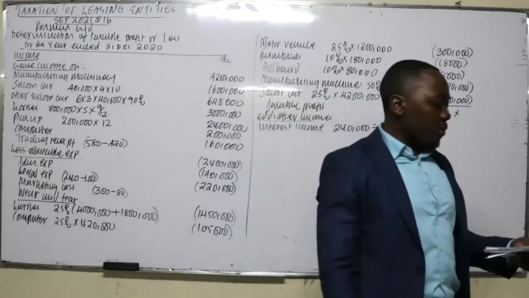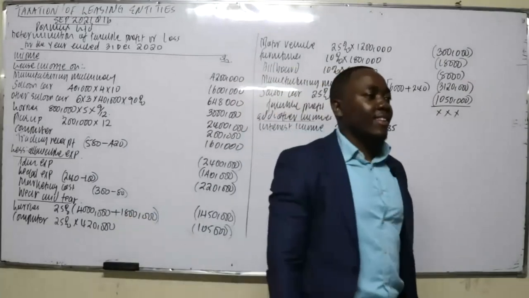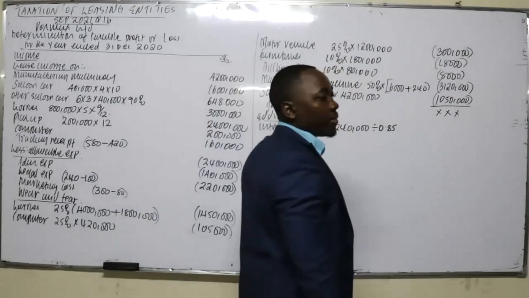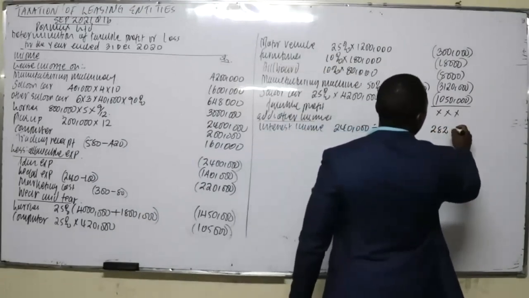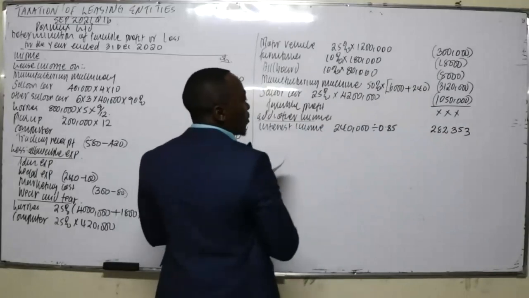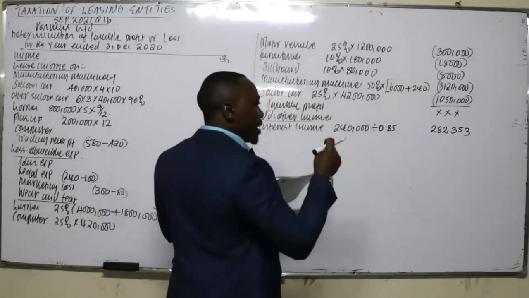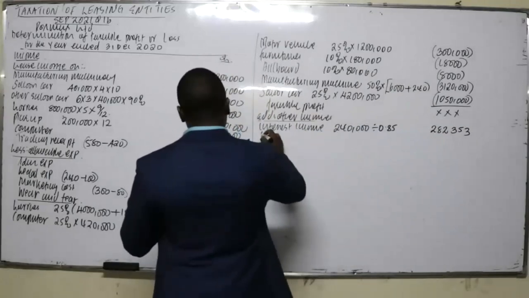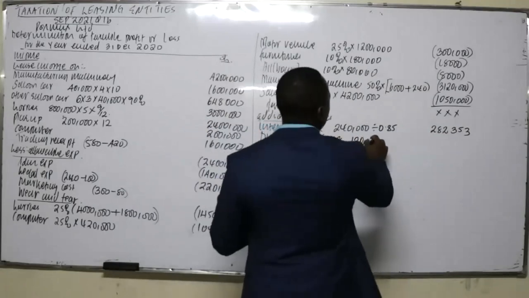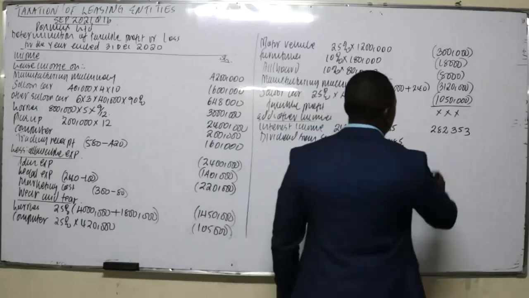240 divided by 0.85 is how much? 282? 353? Then there was dividend income from SACCO. This is taxable. We see that dividends from SACCO and cooperatives are non-qualifying dividends. Withholding tax is 15%, which is not final. So we have dividend from SACCOs. It's 120 divided by 0.85, or you multiply by 100 over 85. 141?